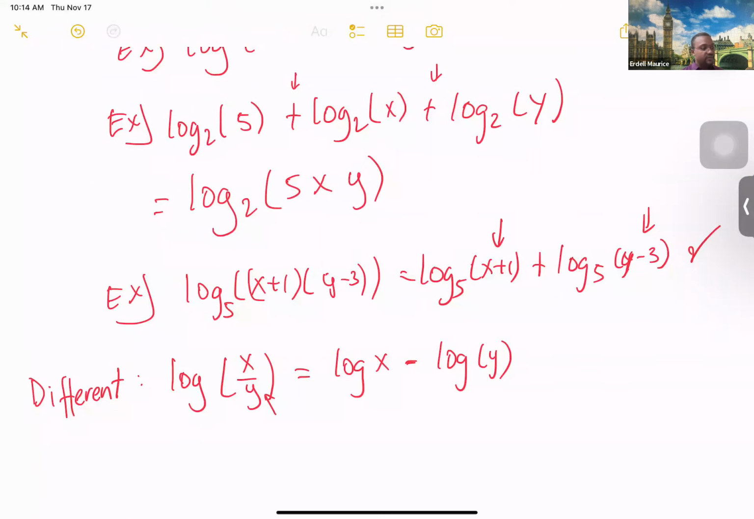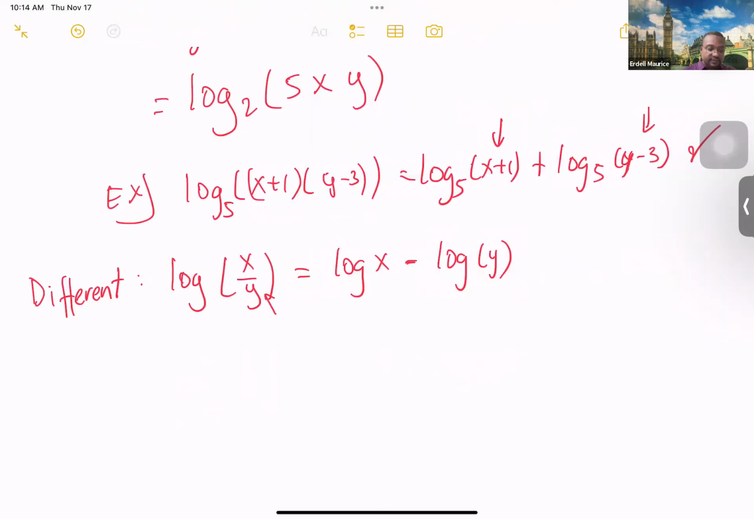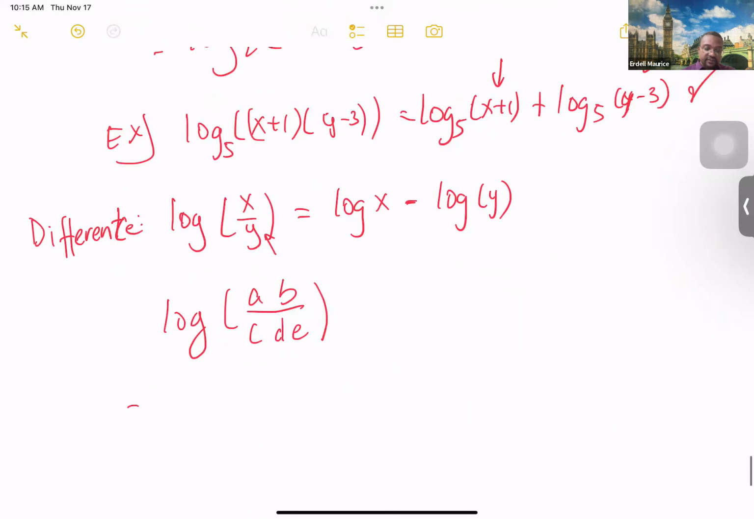And so that right here is your difference property of logarithms. The nice thing about the difference property is that it works lovely even for complicated logs. So if I have log of a times b divided by c times d times e, this is going to expand to log a plus log b minus log c minus log d minus log e.